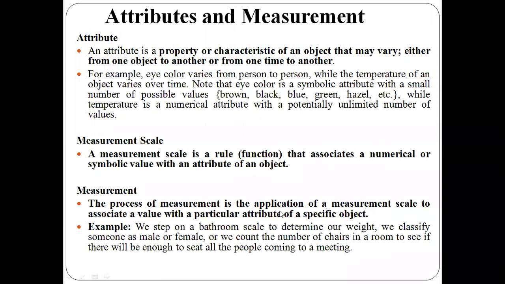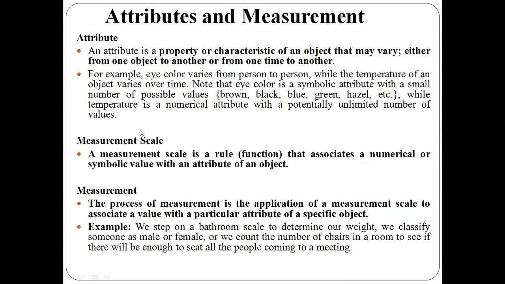So for example, a bathroom scale, that is nothing but your weighing machine. You will be using that in order to determine your weight. So that process, determination of weight, is called measurement here. Or I will be classifying the people as male or female. That is also one kind of measurement. And suppose in a room you have got a meeting, you will be checking how many chairs are present in order to accommodate the people. That is also counting the number of chairs present in a room, and that is also one kind of measurement.